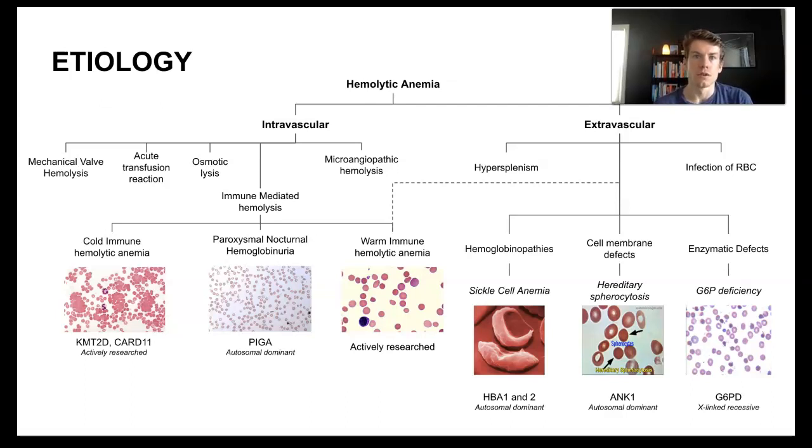This is due to a mutation in the G6P gene and is thought to be X-linked recessive in terms of inheritance pattern. One last note, you'll see this dotted line, is that warm and cold immune hemolytic anemia, according to the research articles I read, could actually be described either as intravascular or extravascular. I group them as intravascular for the sake of this diagram. However, just know you can also consider them extravascular.